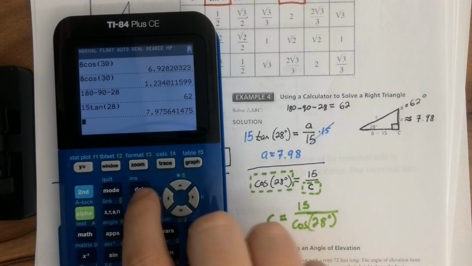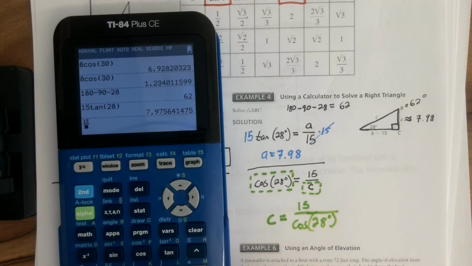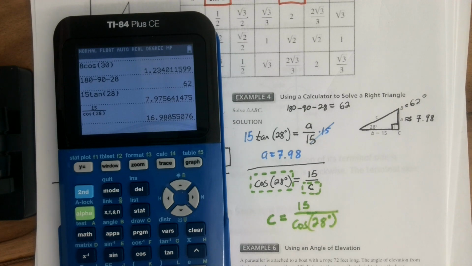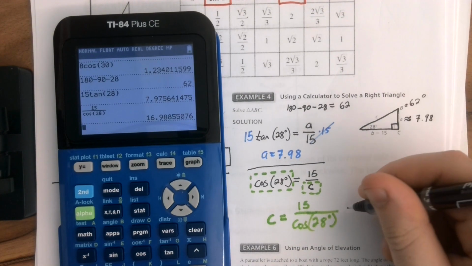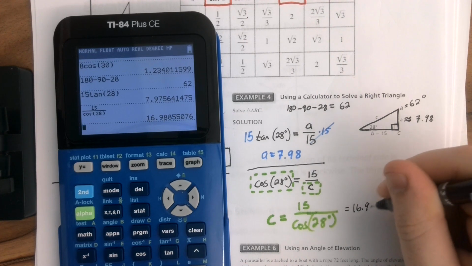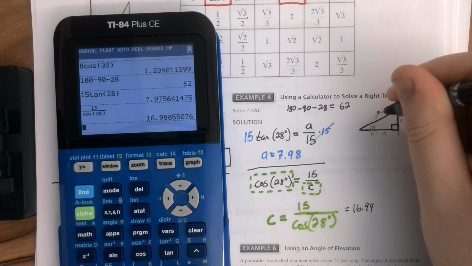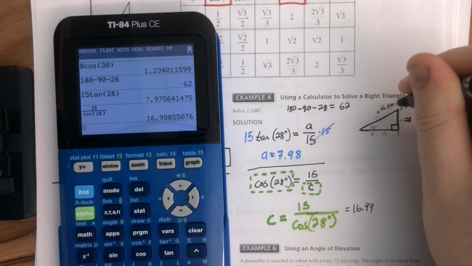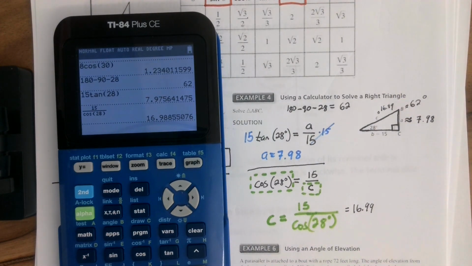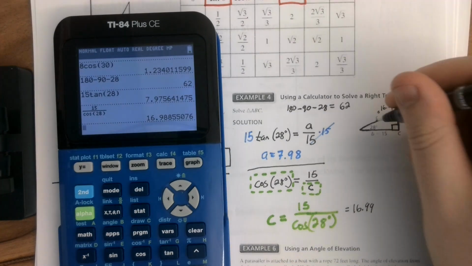If I go in my calculator and I type in 15 over the cosine of 28, I get about 17. It's like 16.99. So our C value is about 16.99. Done. This triangle is solved. It's got all of its sides. It's got all of its angles.